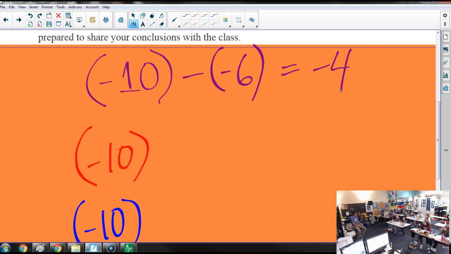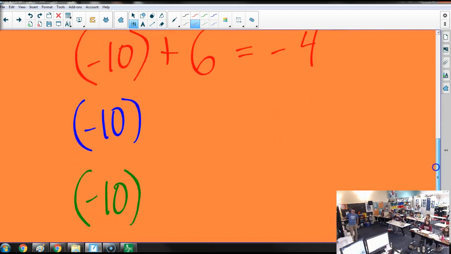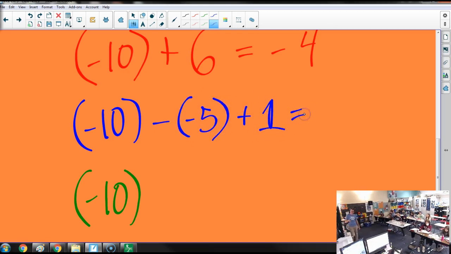Maeve. Instead of removing negative tiles, you could add in 6 positives and get to negative 4. How else, Savannah? I took away 5 negatives from negative 10 and then added 1 positive. Ah, if I take away 5 negatives and then add in 1 positive, that'll make another 0, and that'll get me to negative 4. Bella, give us one more.